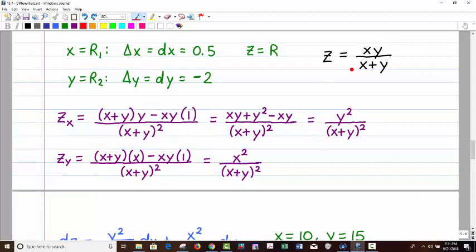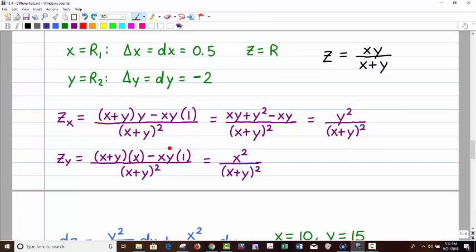So we've got quotient rule. Bottom times the derivative of the top with respect to x would just be y, minus the top xy times the derivative of the bottom with respect to x, which would just be 1. So there's that, over the denominator squared. I kind of didn't have to do this, but I saw quickly that a couple of these terms were going to cancel, so I went ahead and did that. No need to expand out that binomial, but I just simplified it into y squared over x plus y squared. But I could have worked with it in this form too.